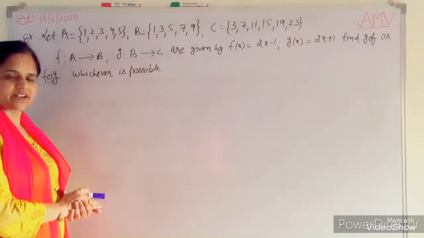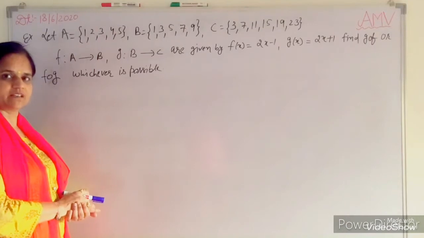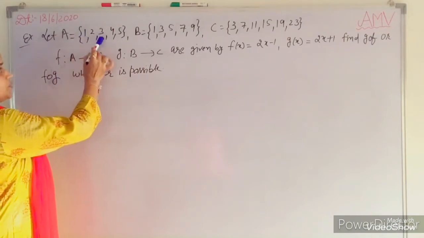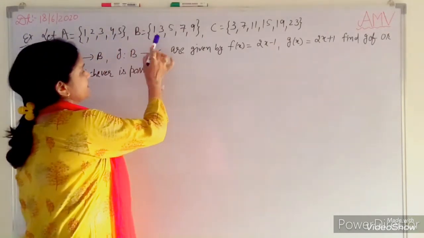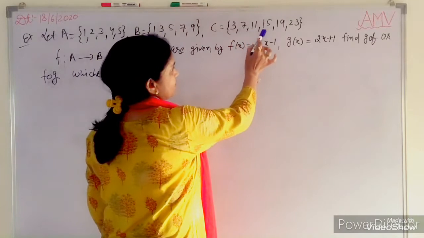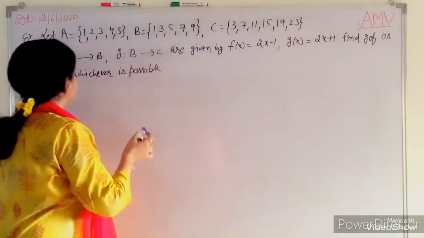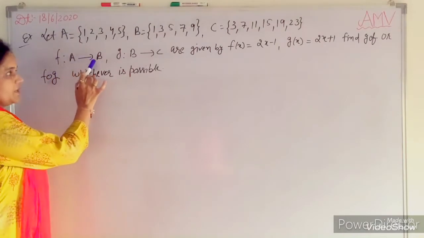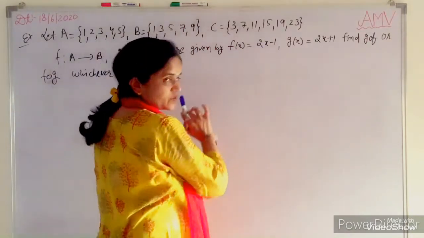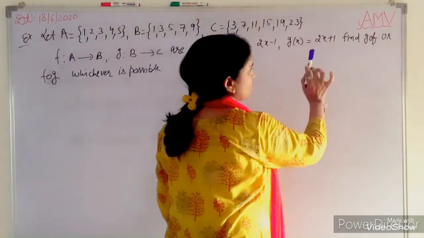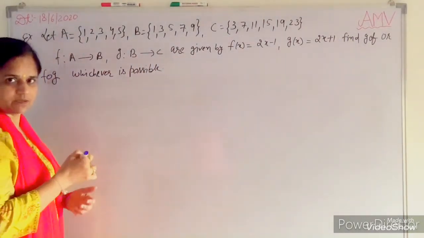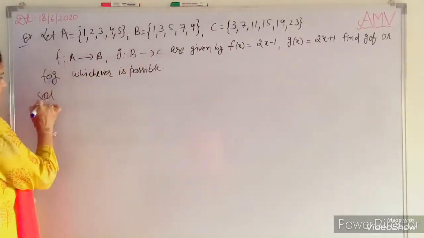Now student, let's try to understand g o f and f o g by taking an example. The question: A is the set of elements 1, 2, 3, 4, 5. B is the set 1, 3, 5, 7, 9. C is 3, 7, 11, 15, 19 and 23. Here f is defined from A to B, g is defined from B to C, and f(x) is given by 2x minus 1 and g(x) is 2x plus 1. Find g o f or f o g, whichever is possible. So let's start the solution.